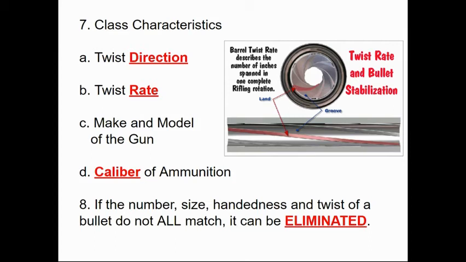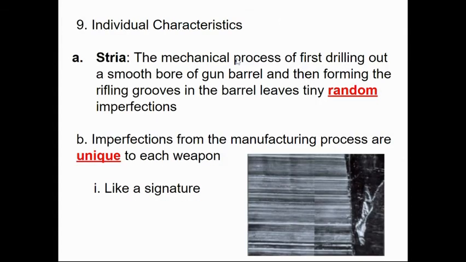And if the number, the size, the twist handedness, the caliber of the bullet, if they don't all match, then you can eliminate them as a choice. And so sometimes we're not matching something, we're eliminating it as a possibility. And we're going, nope, this gun couldn't be what we're looking for because it doesn't match the features that it would have had, even if we don't have the gun itself yet.